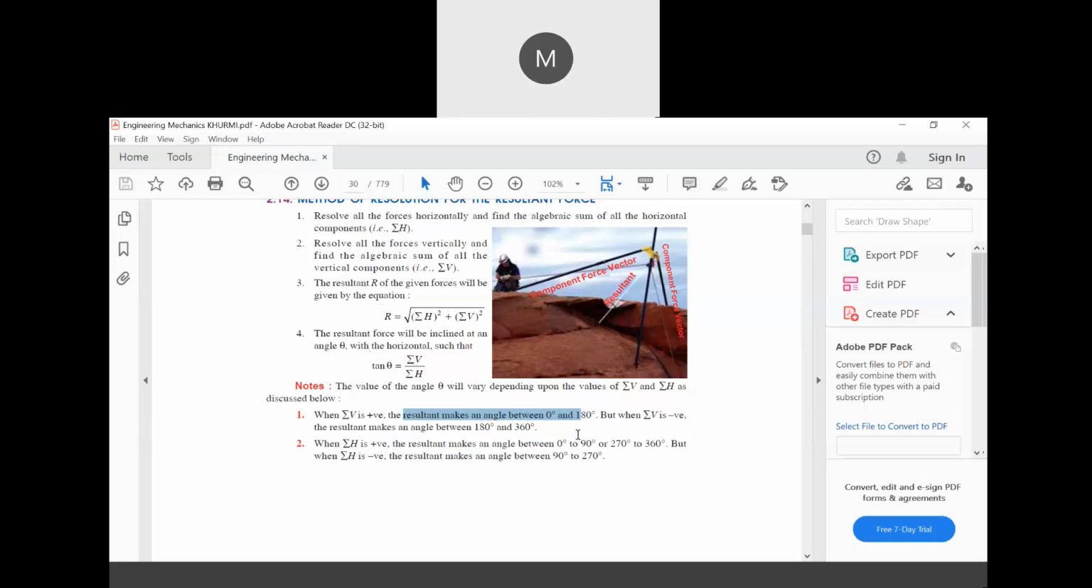Now, similarly, if summation of horizontal forces is positive, then the resultant makes an angle between 0 degree to 90 degree, or 270 degree to 360 degree. When del H is negative, that means summation of horizontal forces is negative, then the resultant makes an angle between 90 degree to 270 degree. Okay? So in this way, the resultant makes an angle.